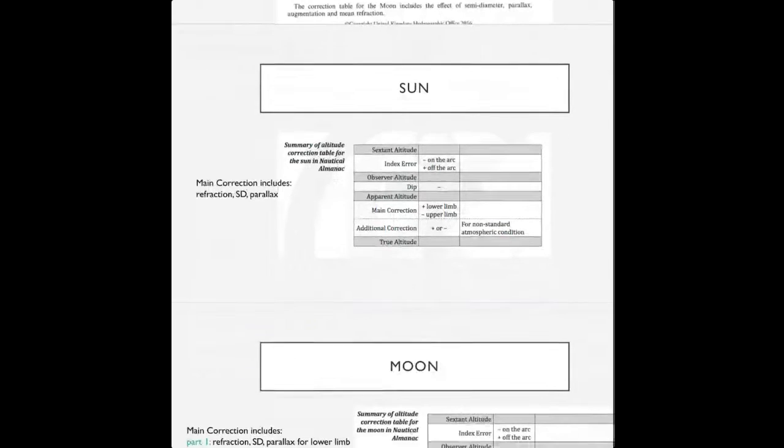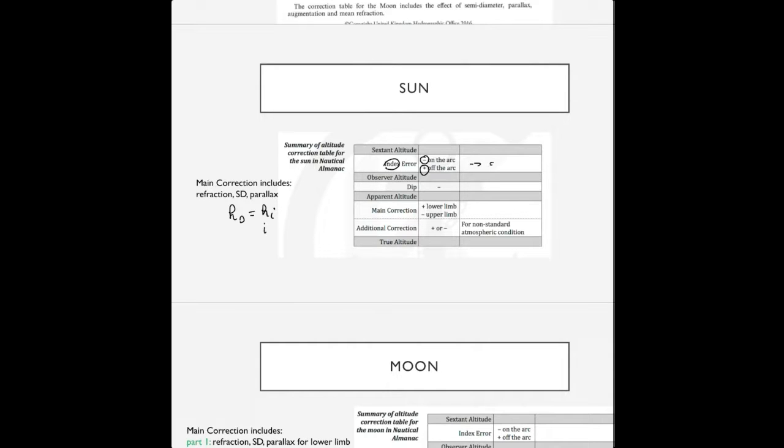The idea is that first of all, what you read on your sextant is your sextant height or the instrument height. On this, you have to apply the index error, shortened by I. The index error is either on the arc or off the arc. As I already told you, when it's on the arc, the correction is negative. When it's off the arc, the correction is positive.